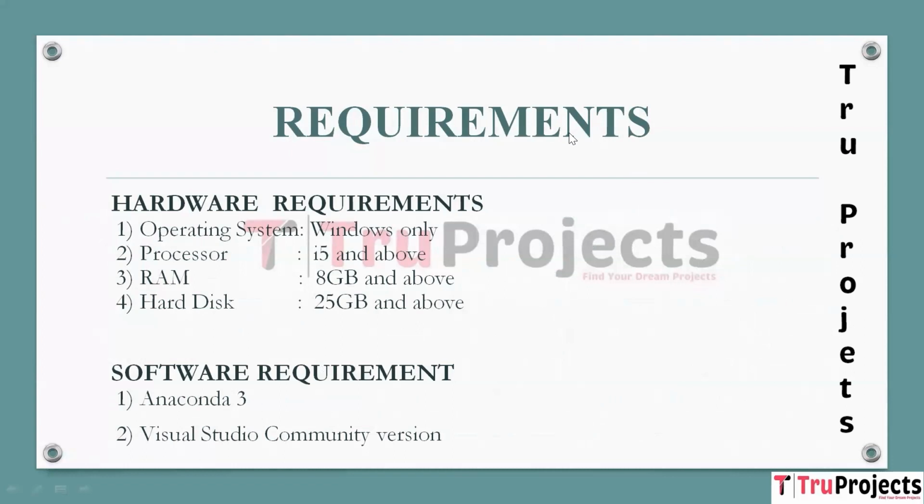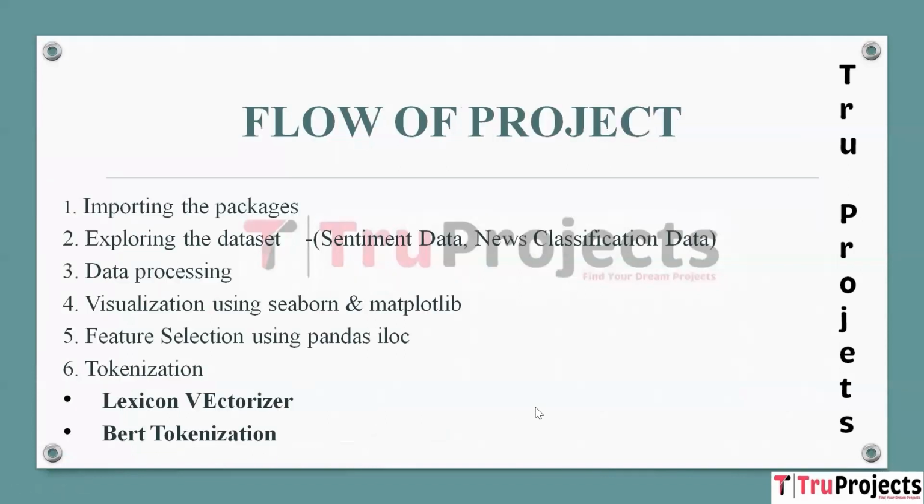Requirements. The requirements of the project are hardware requirements and software requirements. In hardware requirements, we have operating system of Windows, processor of i5 and above, RAM of 8 GB and above, hard disk of 25 GB and above. In software requirements, we have Anaconda 3 and Visual Studio Community version.